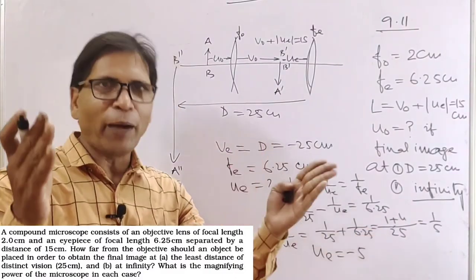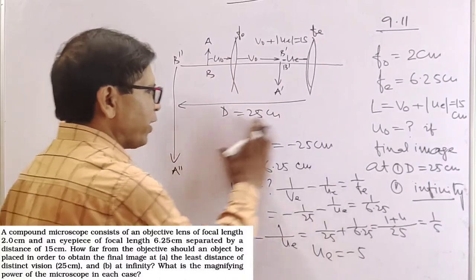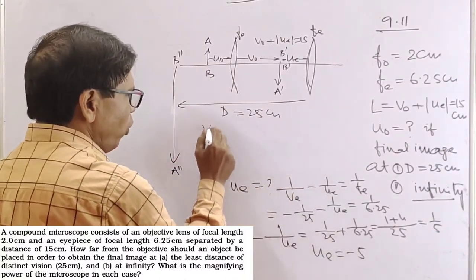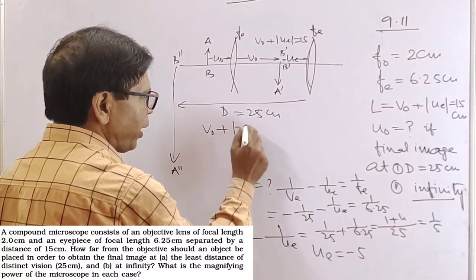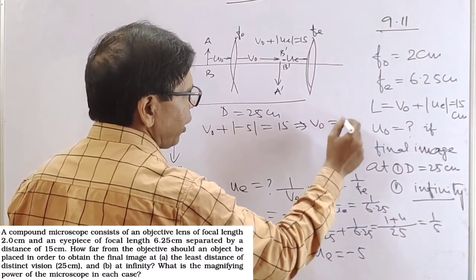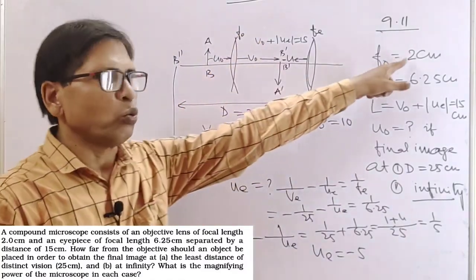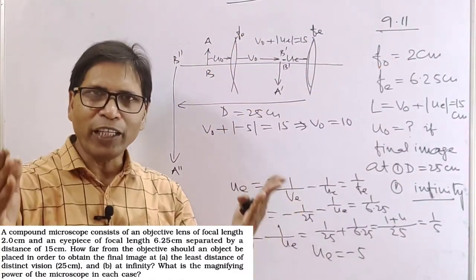Understood? Now, we have to calculate the image distance for the objective. Look at this here, VO plus mod UE, which is minus 5, equals 15. So VO equals 10. Now VO is 10, FO equals 2. Now we have to calculate UO.